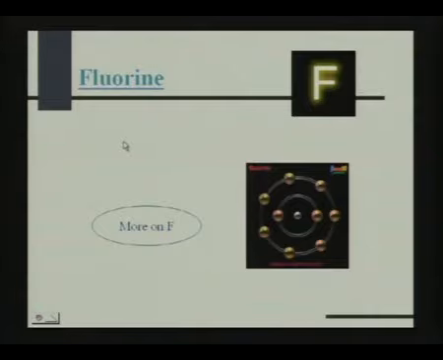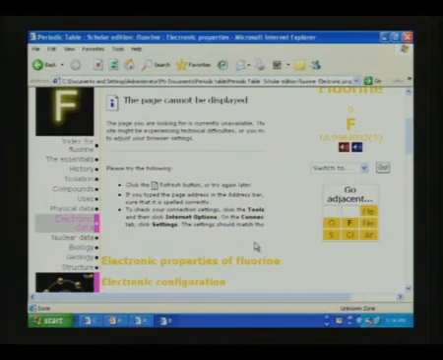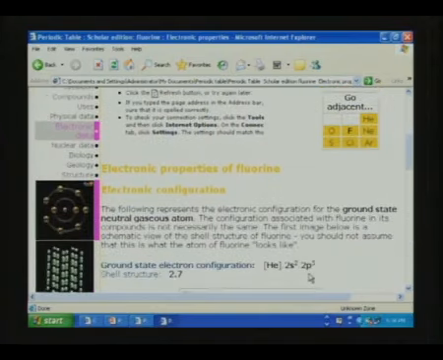Next we come to fluorine. Fluorine electronic configuration is also very interesting, because you see only one more electron is needed, 2s2 2p5. If there is one more electron, it will have the inert gas configuration of neon.